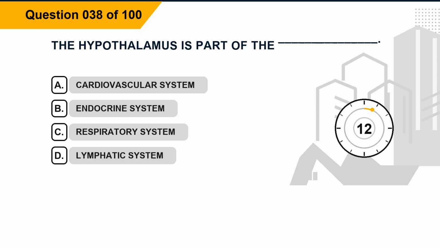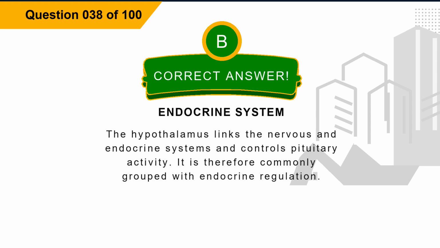Question 38. The hypothalamus is part of the blank. Option A, cardiovascular system. Option B, endocrine system. Option C, respiratory system. Option D, lymphatic system. The correct answer is option B, endocrine system.